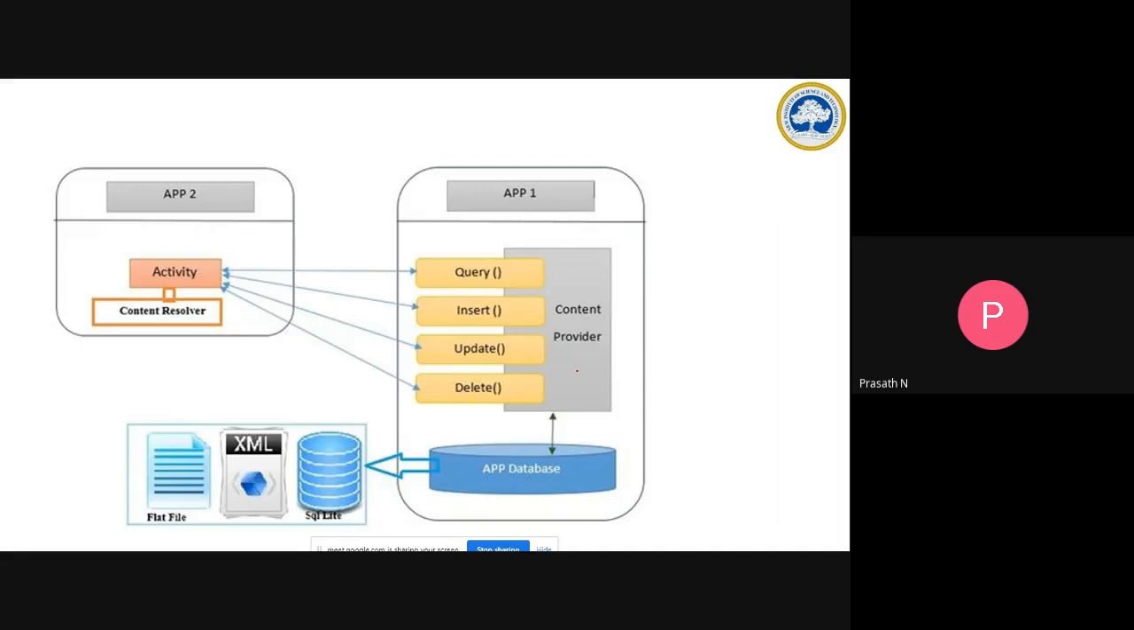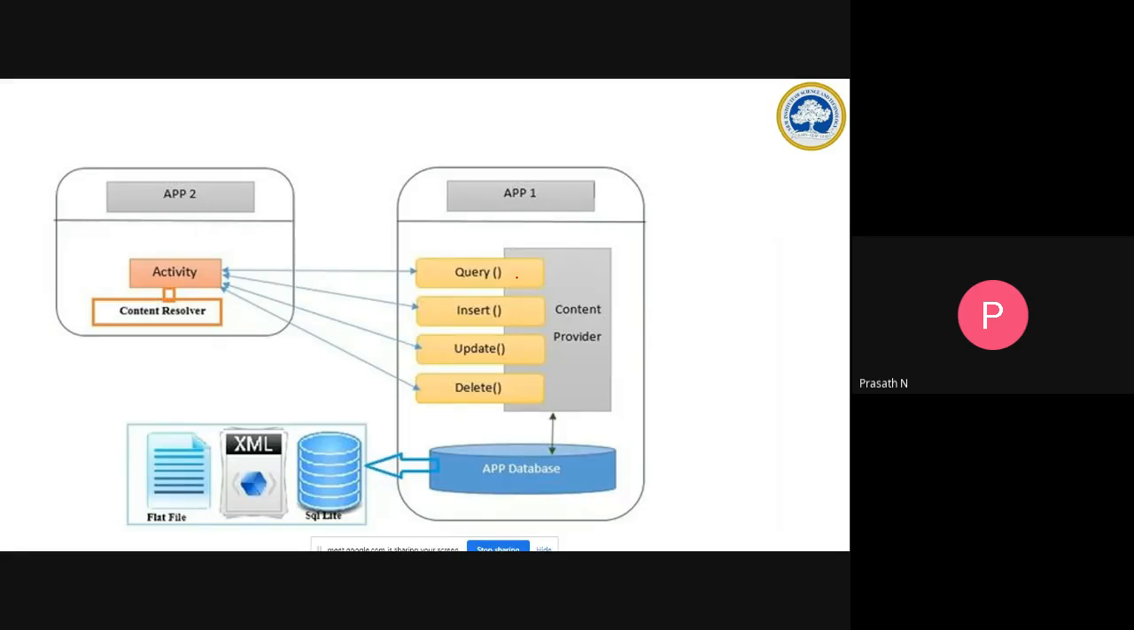Inside application one, we have a content provider. Not only in application one, in all applications we have some content provider. Whenever somebody is requesting some data, with the help of a content provider we can provide the data. Here in application one, whenever data is requested by application two, the request may belong to any one of these categories.